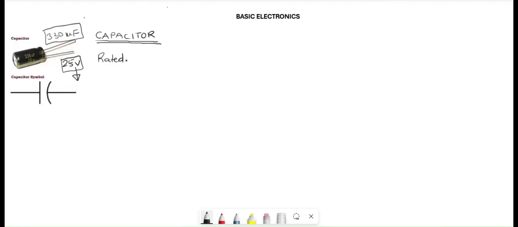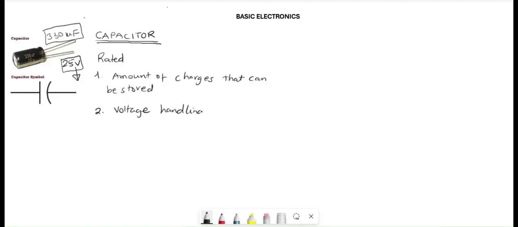So capacitors are rated. Now, how do we rate the capacitors? One is based on the amount of charges that can be stored. Then two, it also depends on the voltage handling capabilities. So just as I said, this capacitor has a 25 volt maximum limit. If you connect it to, let's say, 30 volts, then you are going to cause harm to it because it cannot handle voltage above 25.